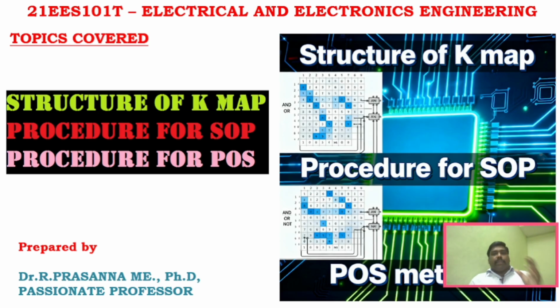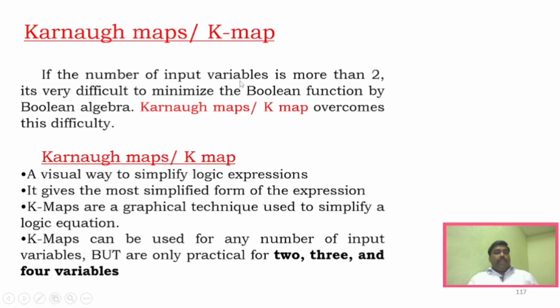And it is a graphical representation, a visual way in which we can simplify the logical function. And you can implement K-map for any number of variables, right? But practically speaking, K-map is very helpful for 2, 3 and 4 variables, right? So now we'll see what is K-map and what is the structure of K-map, right? As I said before, if the number of input variables is more than 2, it will be difficult for Boolean algebra to minimize that particular function, whereas K-map can overcome that difficulty. That is the greatest advantage of K-map, right?